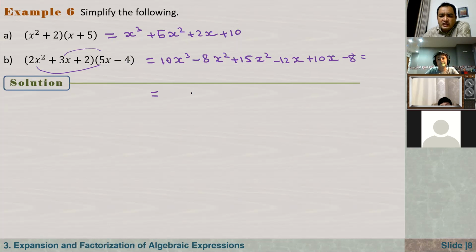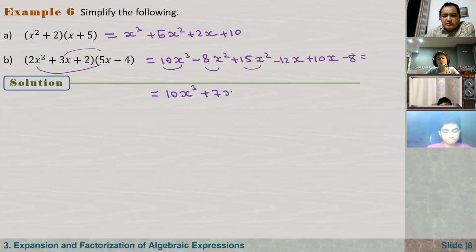So we need to have a look and see if we have any like terms. Actually, we need to write the degrees in descending order. The highest degree is x cubed, so let me just write it. 10x cubed, right? Then x squared: minus 8x squared plus 15x squared, which is plus 7x squared. Negative 12x plus 10x, that is negative 2x. And here we have negative 8. Okay, this is not so difficult, but we have to know this, right? In order to solve a lot of questions, first, we may have to expand the algebraic expressions.